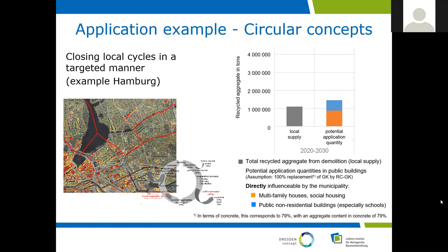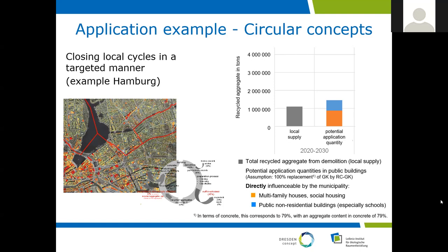Two types of buildings that local authorities can directly influence were included in our consideration: the social housing and the multi-family houses for residential use, and the public non-residential buildings. And in the end, the calculation results show that the potential supply of the recycled aggregates can be completely consumed. All the anthropogenic materials that come from the city can be used again in this city.